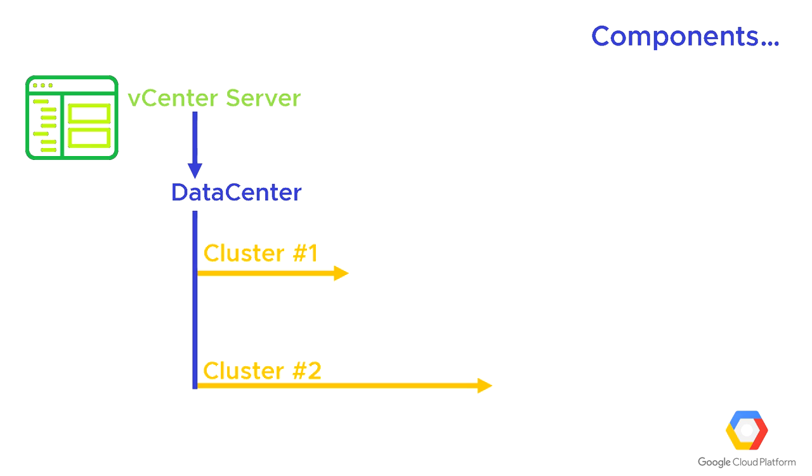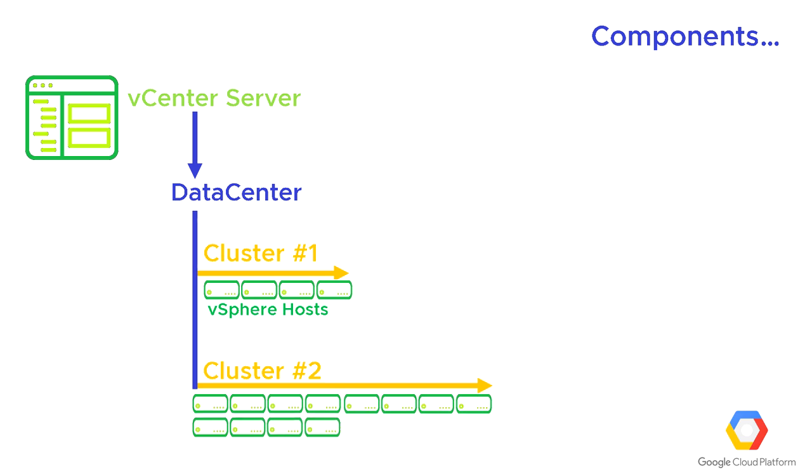So there's a hierarchy here. Inside vCenter, you create a data center. Inside data centers, you create clusters. And in each cluster, I'll assign one or more vSphere hosts. So in cluster one, I've got four vSphere hosts all working together as a single cluster. And in cluster two, I'm going to put 16 in there. So I've now got four hosts in cluster one and 16 hosts in cluster two.